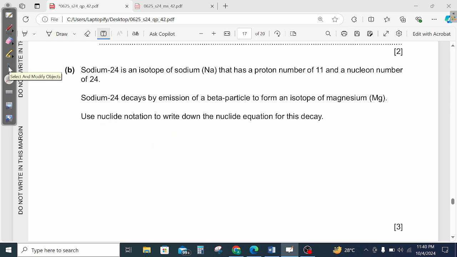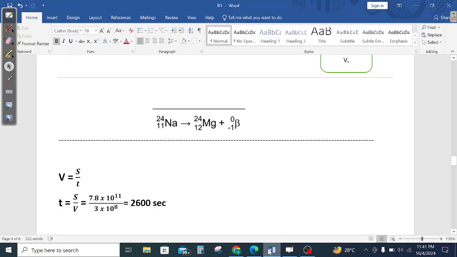So remember one thing, during beta decay, one neutron is converted into a proton, so it means your proton number is increased by 1. And beta particles are basically a beam of electrons. So look at the word file.